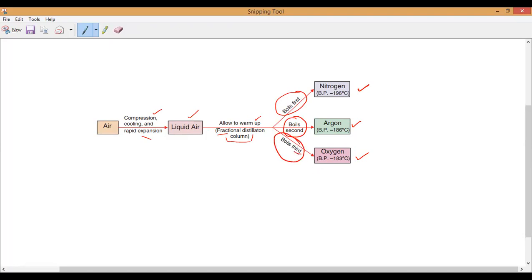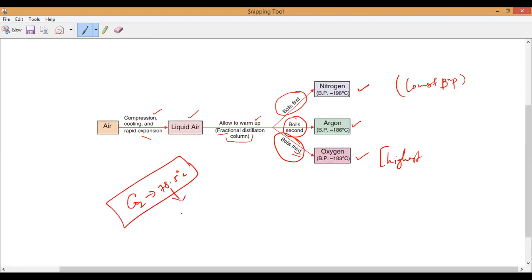That is what we used to call, what is that? Oxygen. So that is what it is, it boils third because it has the highest boiling point, and this is the lowest boiling point. And what is the carbon dioxide boiling point? 78.6 Celsius. So before itself it will be separated in the form of what? Separated in the form of dry ice. That is what you have to remember.